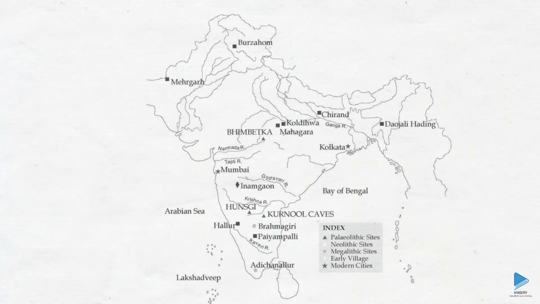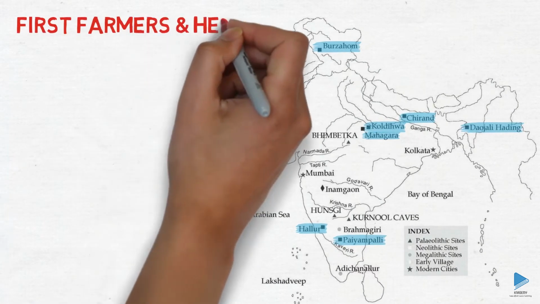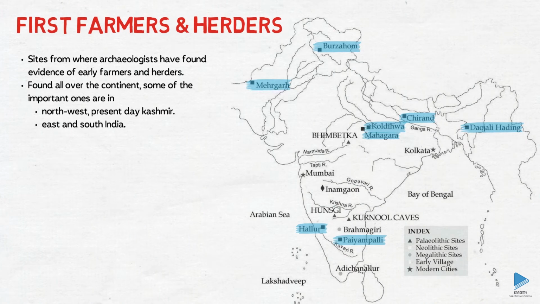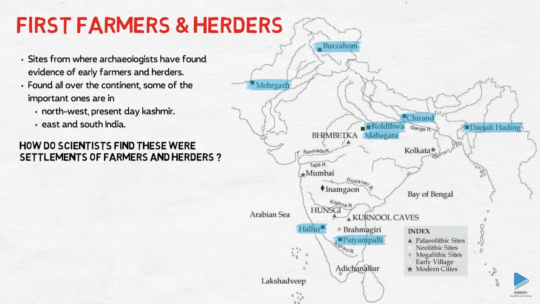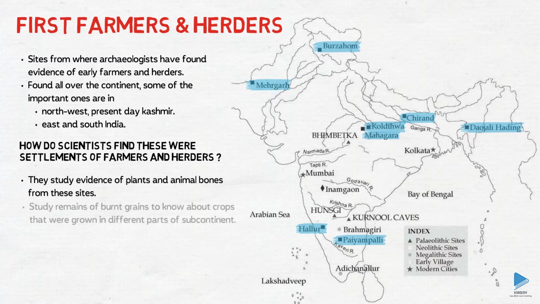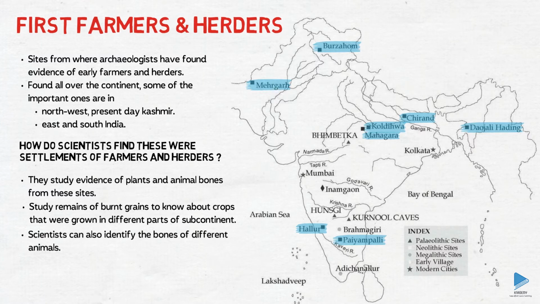Here on the map, these are some of the sites from where archaeologists have found evidence of early farmers and herders. Found all over the subcontinent, some of the important ones are in the northwest and in East and South India. Scientists study evidence of plants and animal bones to find out whether these sites were settlements of farmers and herders. By studying remains of burnt grains, scientists can identify the grains, and so we know about the crops that were grown in the subcontinent in the past. They can also identify the bones of different animals. Let's see what grains and animals evidence is found at some of the sites.